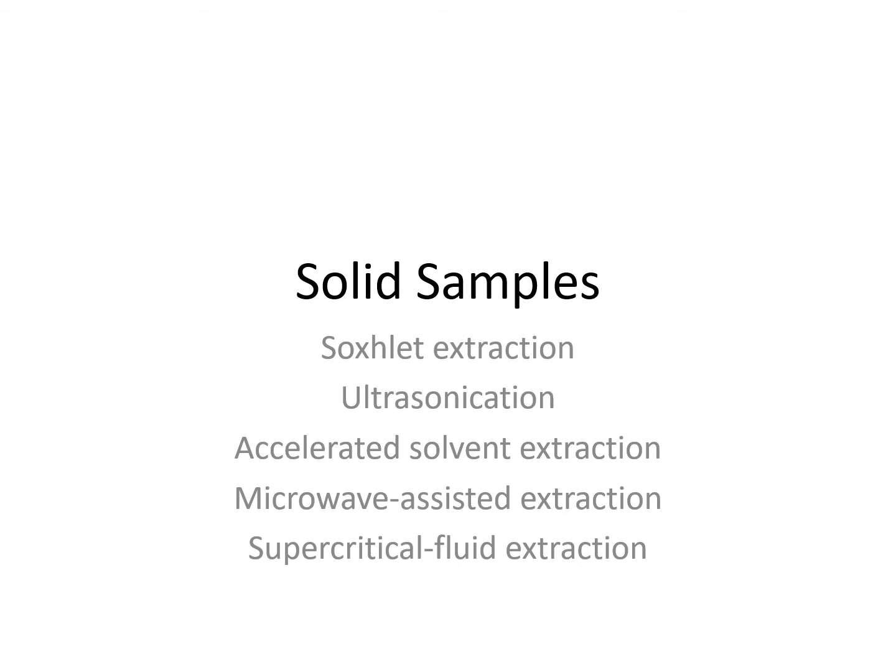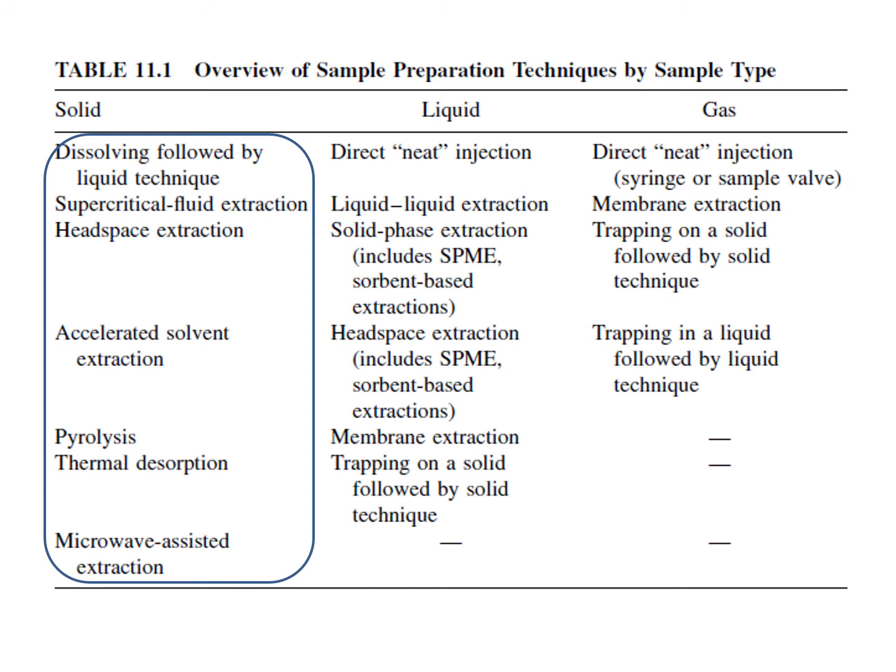As for the solid samples, we can extract them using the Soxhlet extraction, ultrasonication, accelerated solvent extraction, microwave assisted extraction, and supercritical fluid extraction. As for the sample preparation technique by sample type, class, for example solid, we can use dissolving followed by liquid techniques, which is for solid, and the supercritical fluid extraction, which are all for the solids.